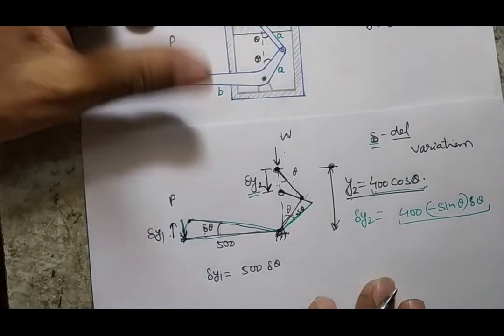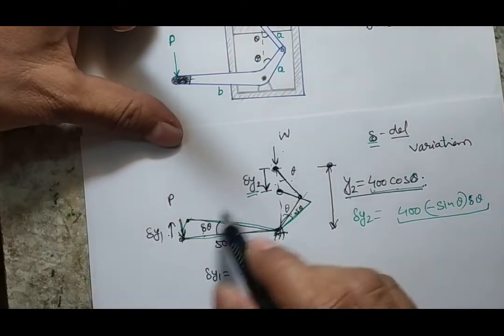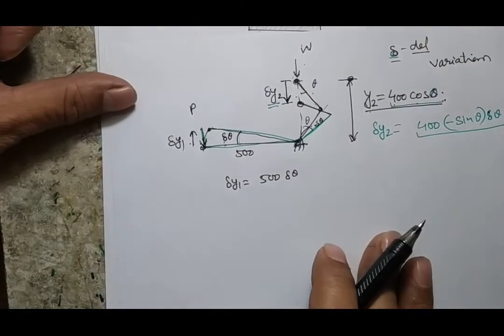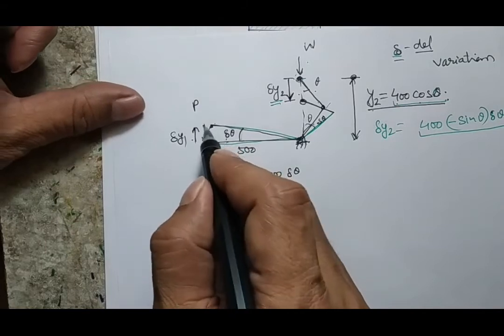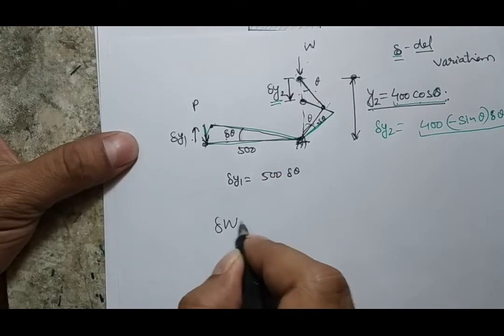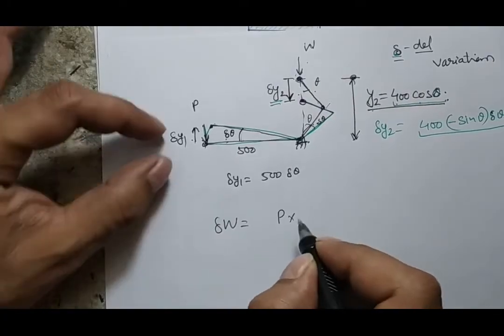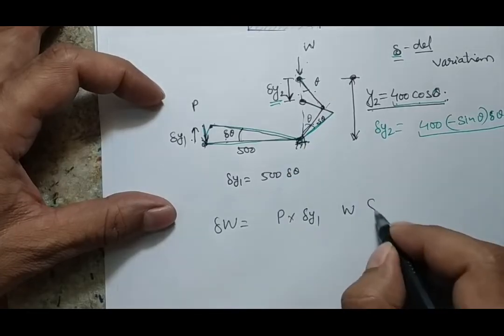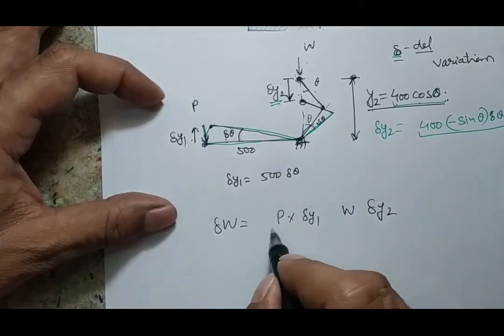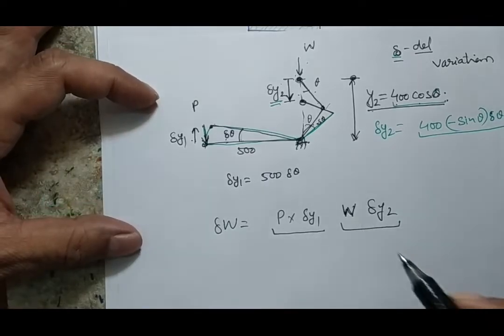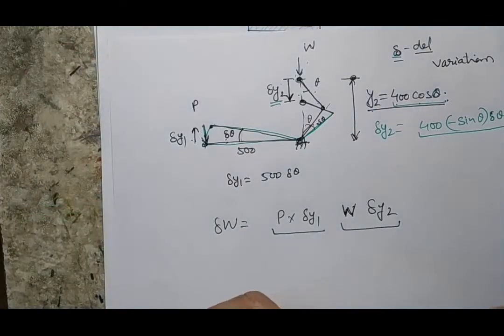Now after getting the variation in this point, if I write the work done because of the virtual displacement, I know that there are two forces which are actively participating in my work done, and the total work done would be P into this del y1 and W into this del y2. Now what are the signs of this work? Whether the work is positive or negative can be identified very easily.